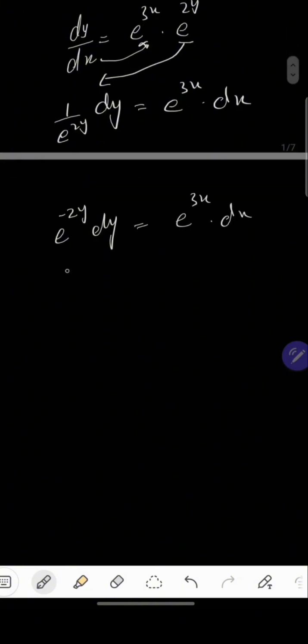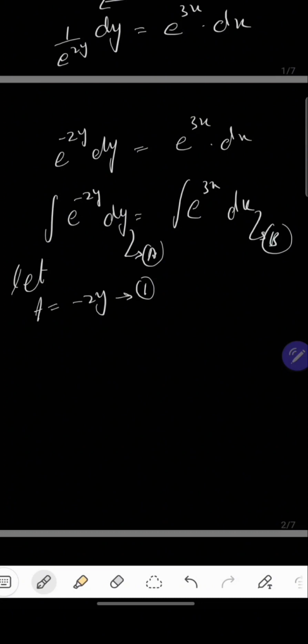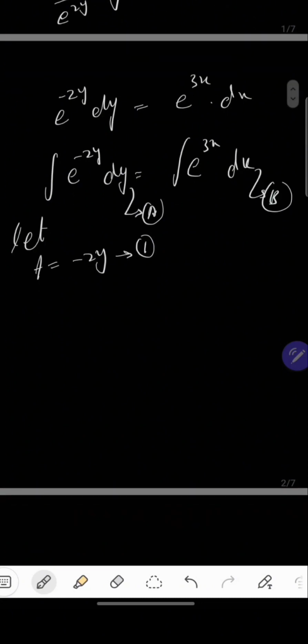Now let's apply integration to both sides of the equality, and we will get integration of e to the power minus 2y dy is equal to integration of e to the power 3x dx. Now further we will solve this equation by the substitution method. Let's suppose the power of e, let t be a variable which is equal to the power of e, that is minus 2y, and let's call it equation 1. Let's call this term a and this term b. These are both terms in which we will use substitution.